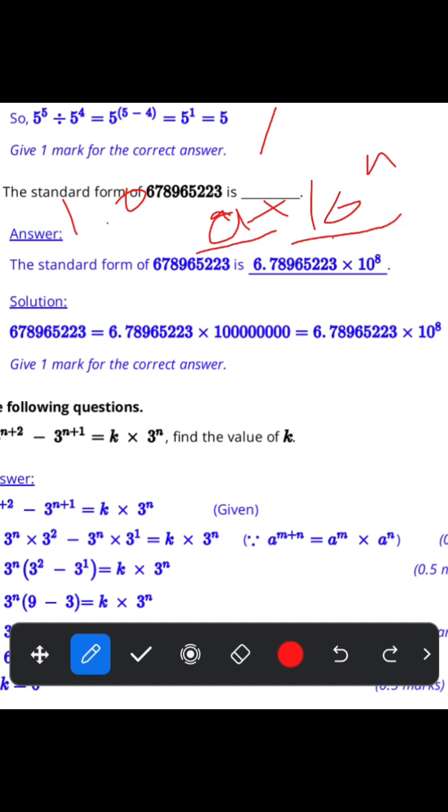So here first we have to move the decimal toward the left until only one digit is left. We have to move the decimal point until only one digit is left, which means 6.789652223. And how many times did we move it? After 6 point, then 7, 1, 2, 3, 4, 5, 6, 7, 8. How many times? 8 times. So we have to give the power here, 10 raised to 8.